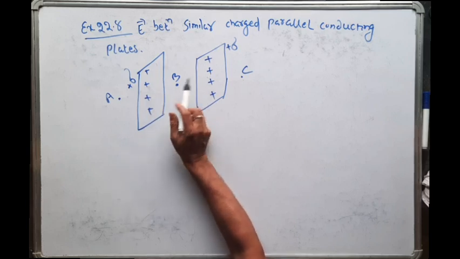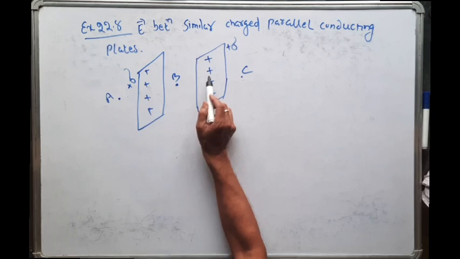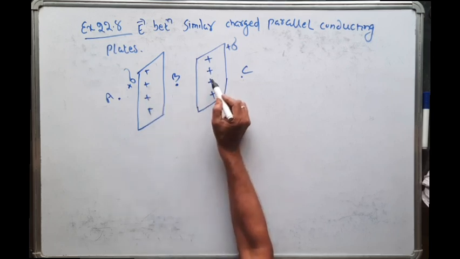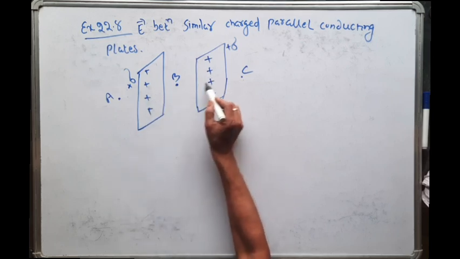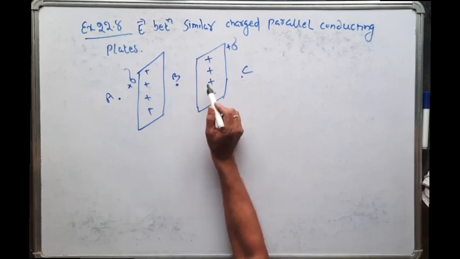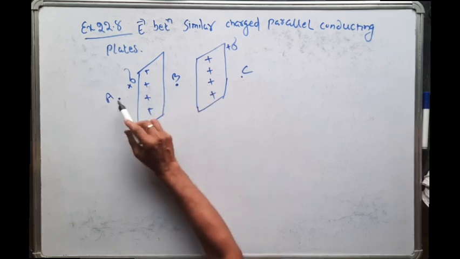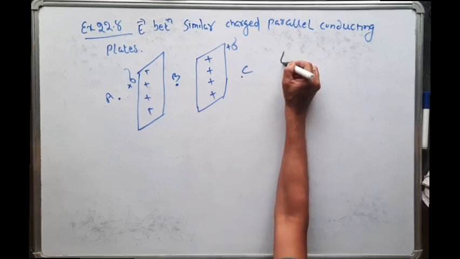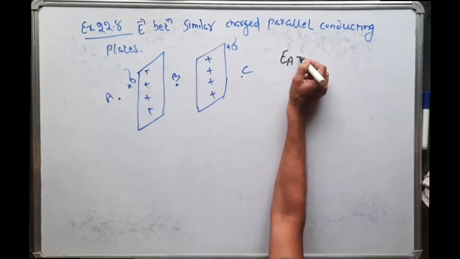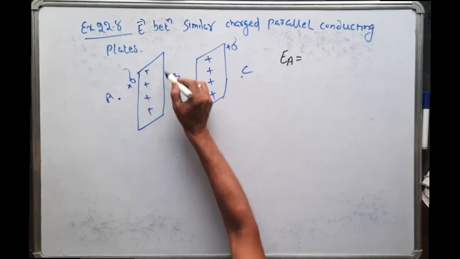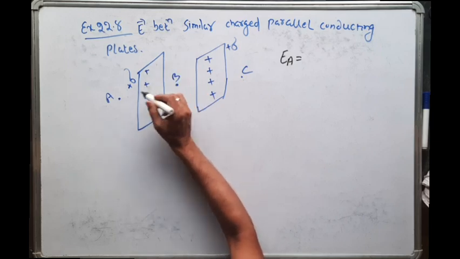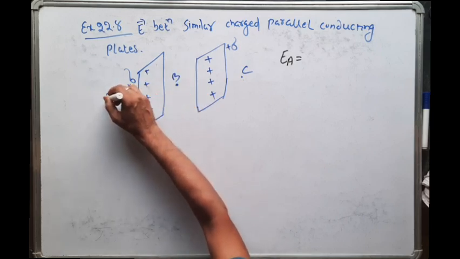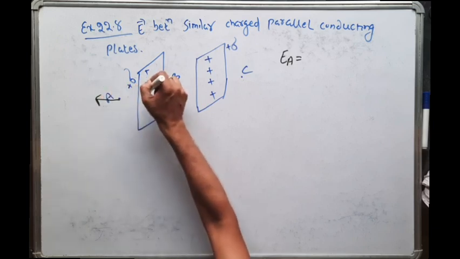Now in this case we are taking similar charged plates. If this is positive, this is also a positive plate. Due to these two positively charged plates, we have to find the electric field intensity at point A, point B, and point C. First we will find the electric field intensity at point A. This is the positive charged plate. Due to the positive charged plate, the electric field intensity at A is directed away from the positive plate.